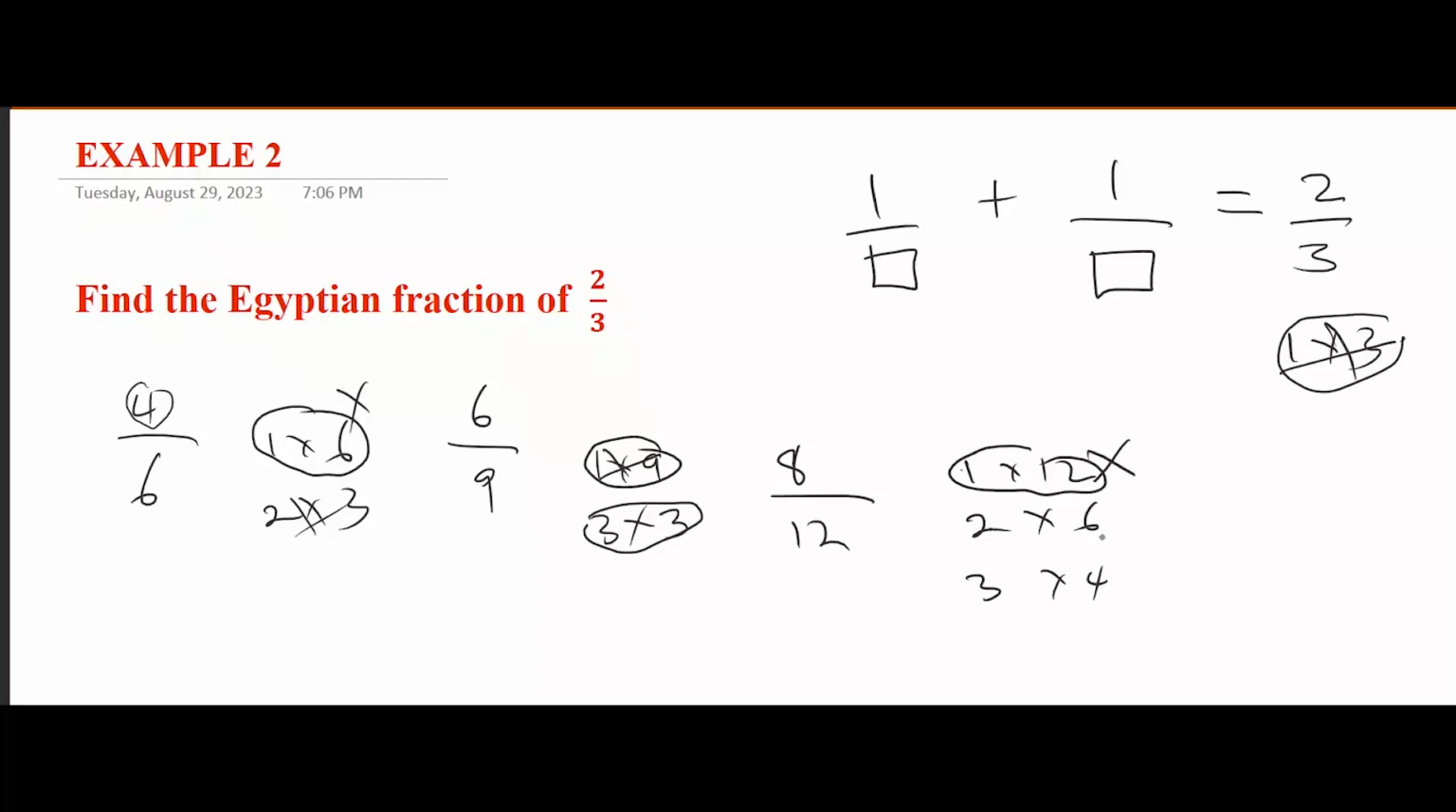2 add 6, that will be 8. So that means we're going to have 2 and 6 here. Okay, so the third one will not also work out because 3 add 4 will give 7. So that is the simple trick you can use.